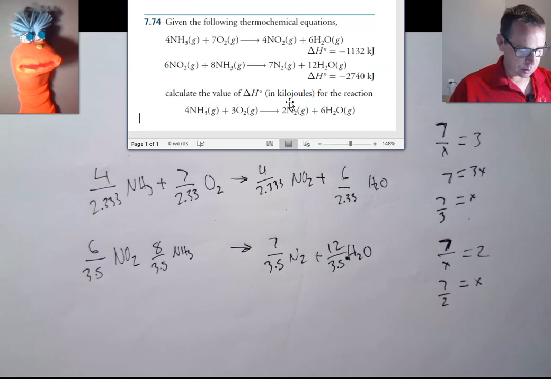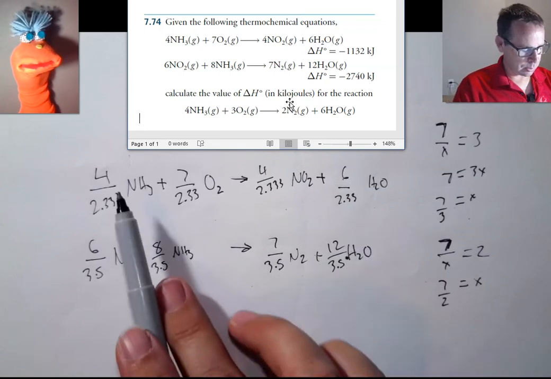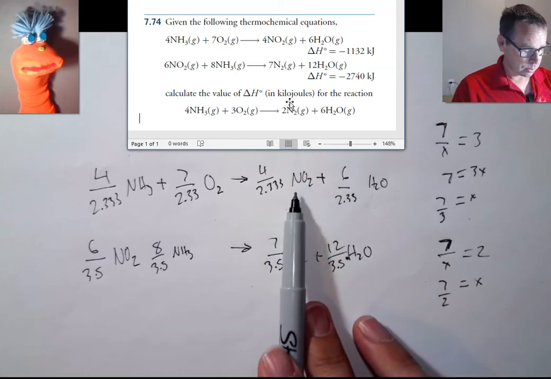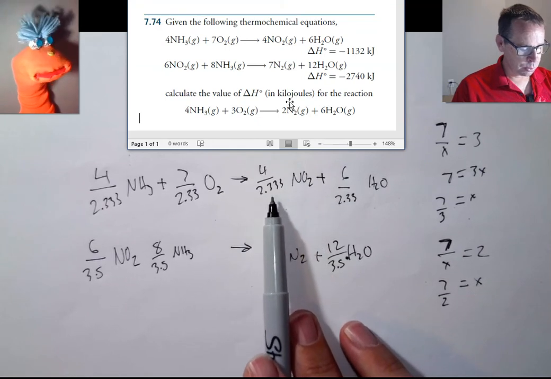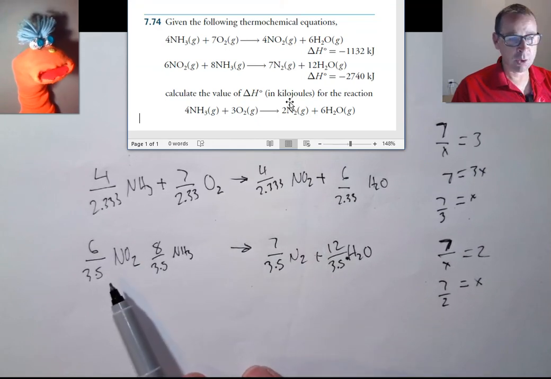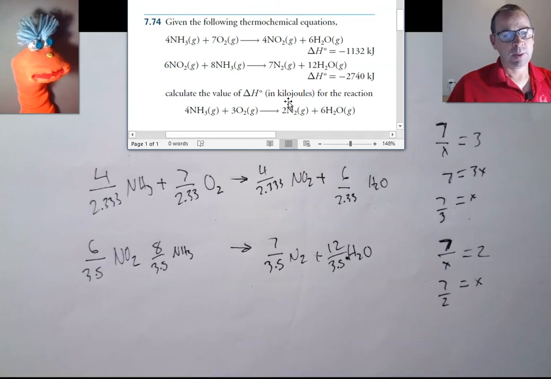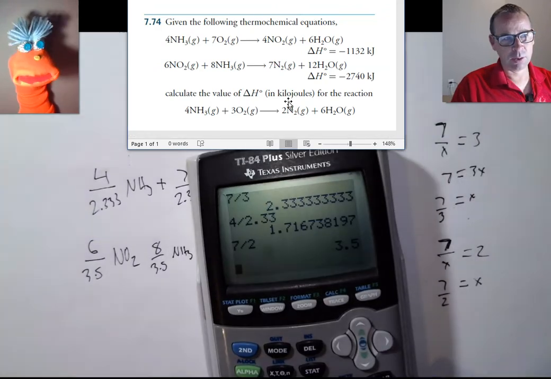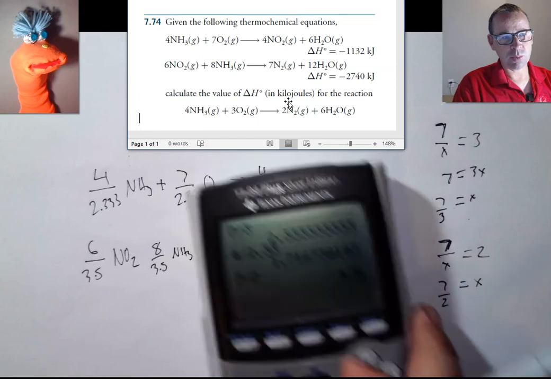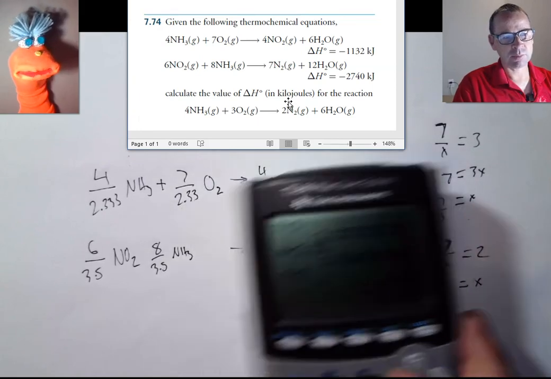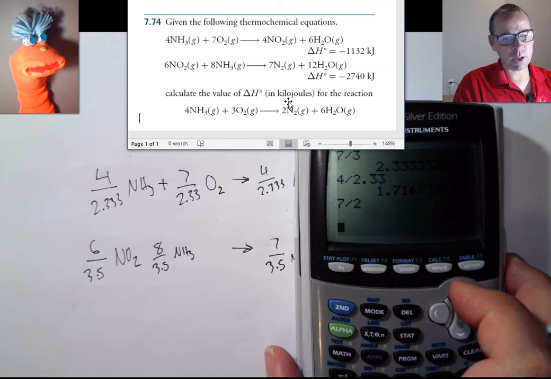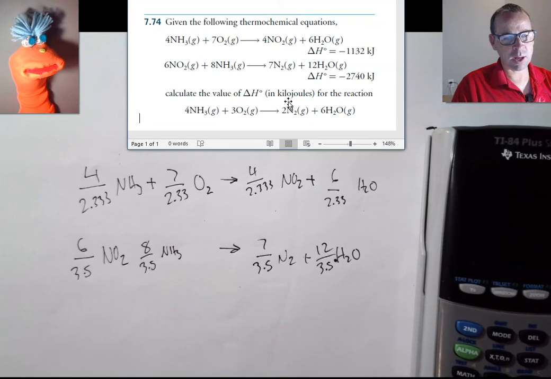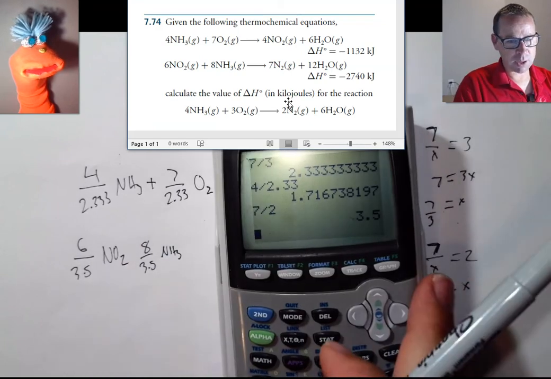Okay, so let's see. Is this going to give me anything that works? Anything to cross out? 4 divided by 2.33 and 6 divided by 3.5 NO2s. Is that the same? It better be. If it's not, there's no way we can solve this problem, and there's a mistake in the book, right? There's no other equations provided, so how are we going to get rid of some stuff? Well, let's find out. 4 divided by 2.33 is 1.7167. We already did that, right? And 6 divided by 3.5.